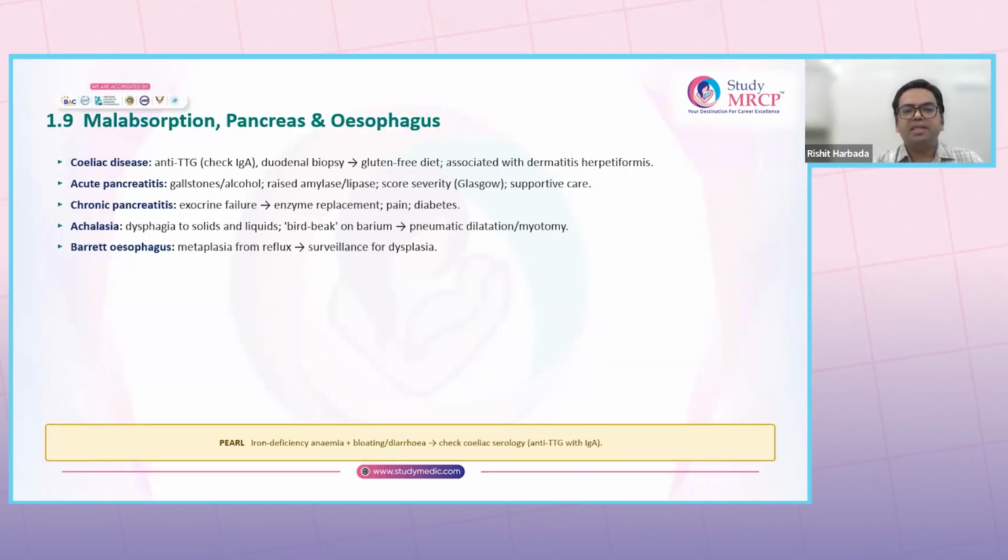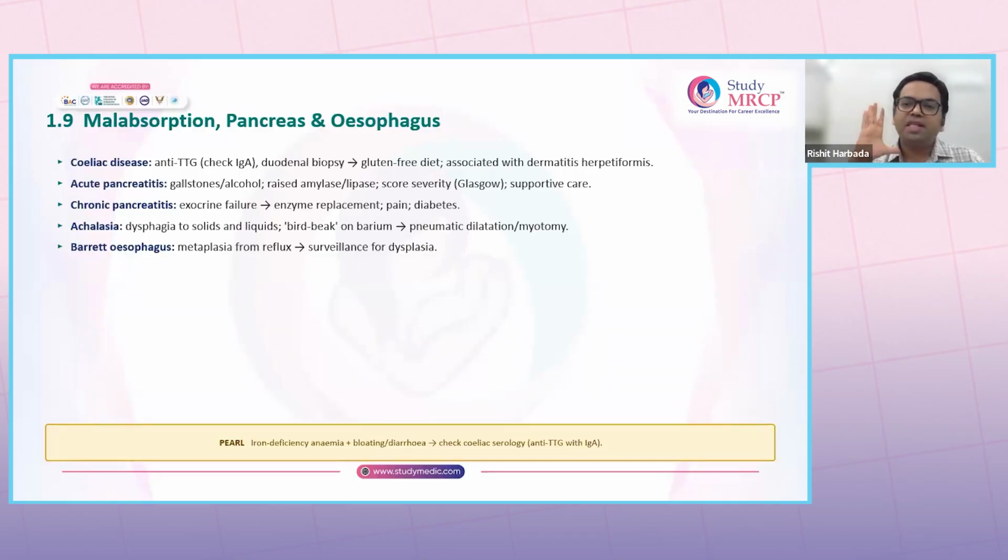So what is celiac disease? In celiac disease, there is usually a hypersensitivity to gluten, and because the gluten is affecting the gut, it causes malabsorption. So how do these patients present? These patients present with weight loss. They have diarrhea, they have a lot of bloating, and because the absorption is not proper, they have iron deficiency anemia, they have osteoporosis, which is much more common, and they can present with dermatitis herpetiformis and peripheral neuropathy.